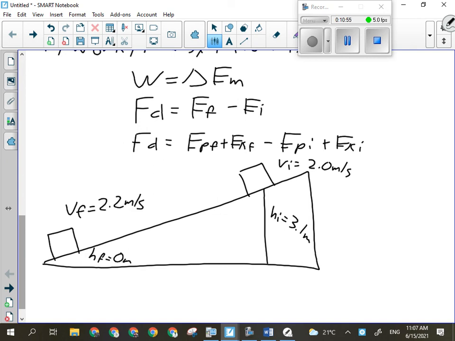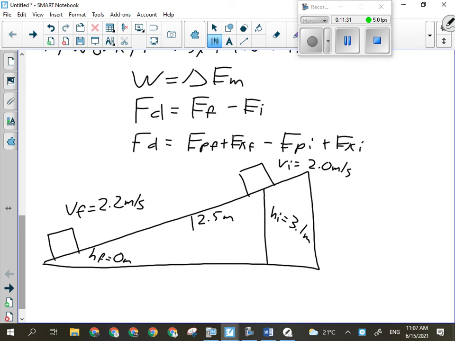Okay, so I could give you a situation like this, where I tell you the final speed, the final height, bottom of the ramp, initial height and initial speed, and either I give you the length of the ramp or I give you the angle, doesn't really matter which here. Let's just say the length of the ramp is 12.5 meters. And I would ask you, calculate the force of friction, okay?